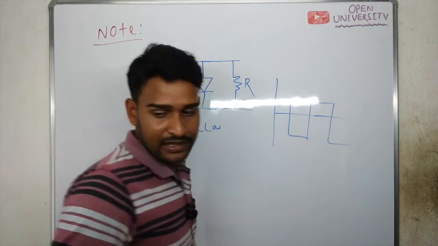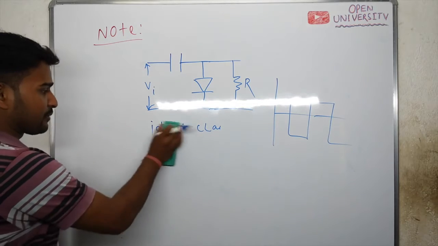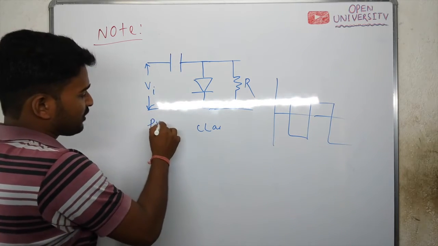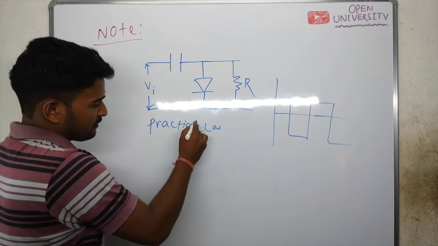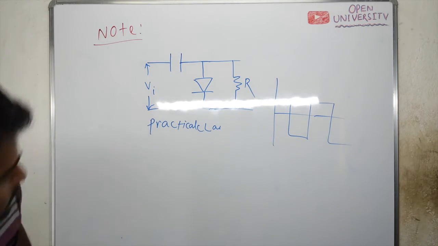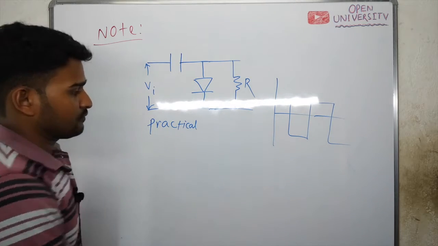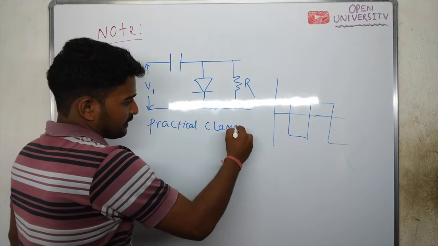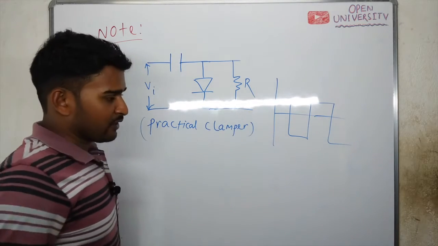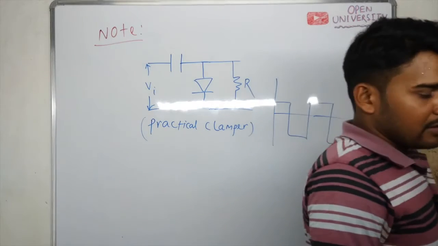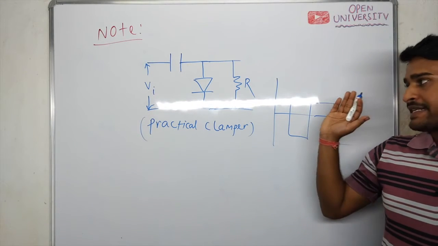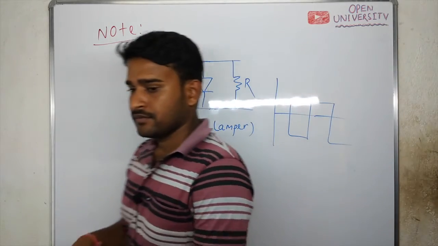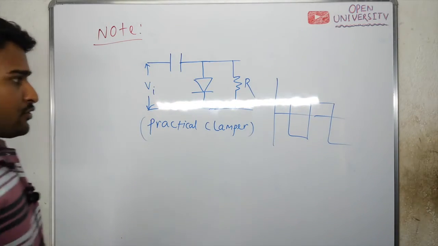Sorry, it is called a practical clamper. The earlier one was the ideal clamper. If you connect a resistor, it is a practical clamper. If you connect a resistor in parallel with the diode, then what will happen? The capacitor will discharge through the resistor. And this is your output voltage V0.